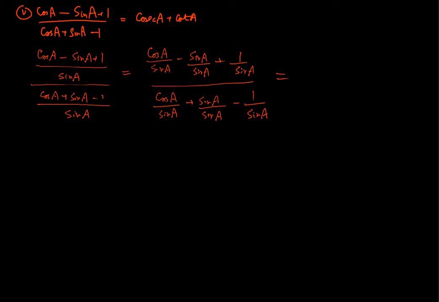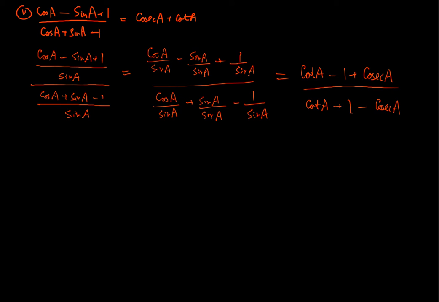So this can be written as cos A divided by sin A, which is cot A, minus sin A divided by sin A, which is 1, plus 1 divided by sin A, which is cosec A. In the same way, the denominator can also be written in terms of cosec and cot. Cos A divided by sin A is cot A, plus sin A divided by sin A is 1, minus 1 divided by sin A is cosec A.